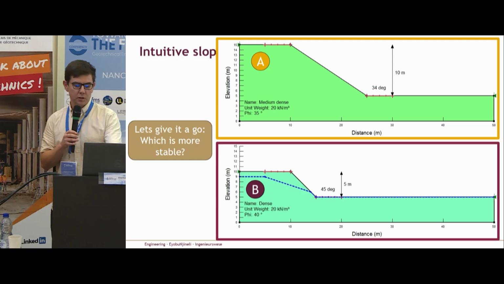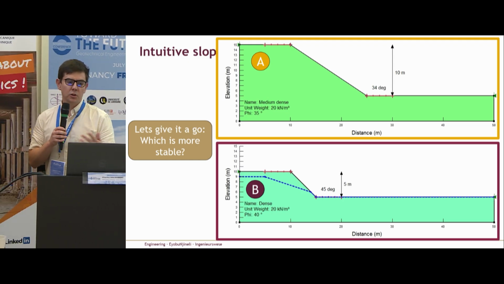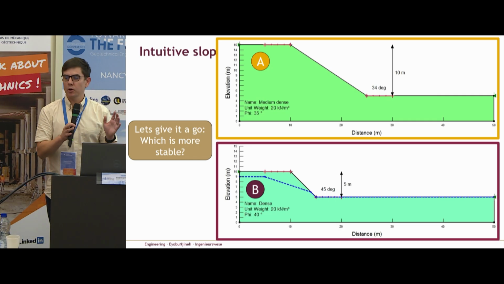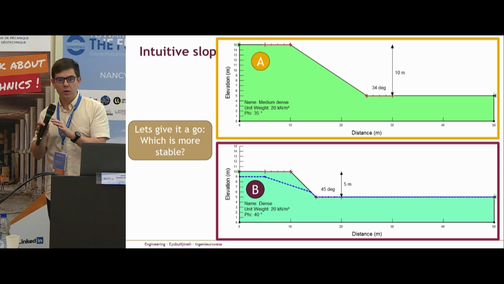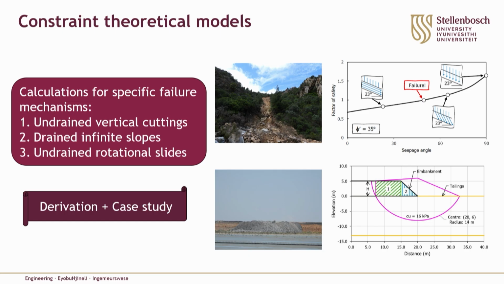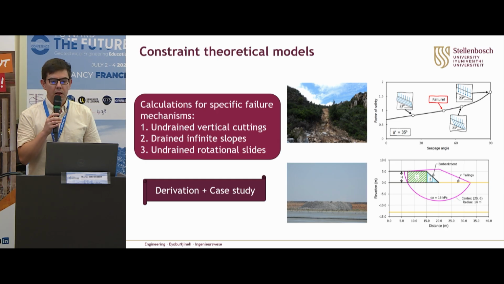So these are the types of scenarios that students have to evaluate. And this is a really useful exercise to map an informal understanding of slope stability concepts to the more formal concepts that we then cover in, firstly, constrained theoretical models. So here, the specific failure mechanisms covered are undrained vertical cuttings. There's one equation that works for vertical cuttings. It can't really be used elsewhere. Then drained infinite slopes, and undrained rotational slides. And in the content, we both derive the equations, and then we also use two case studies to illustrate these concepts.